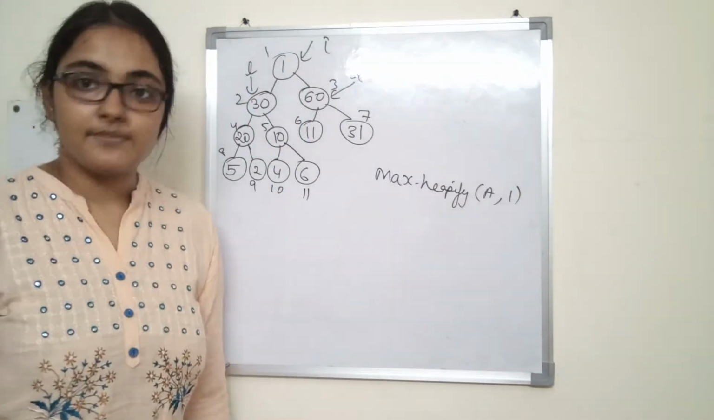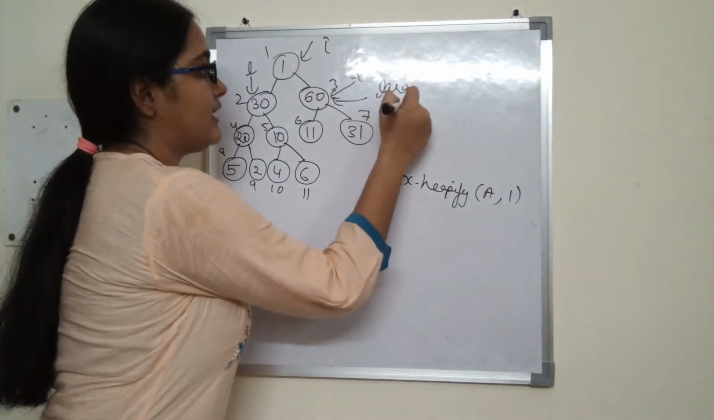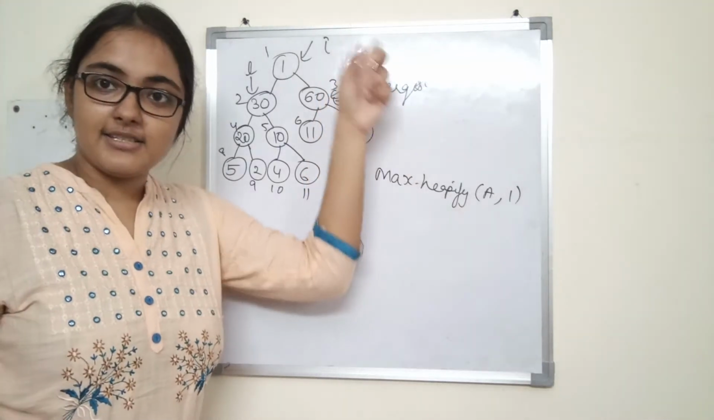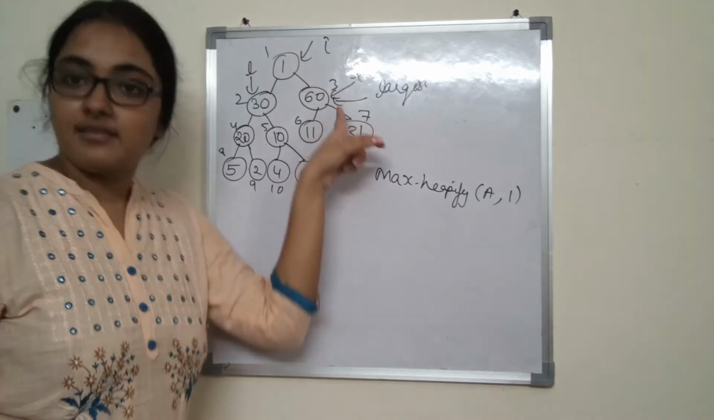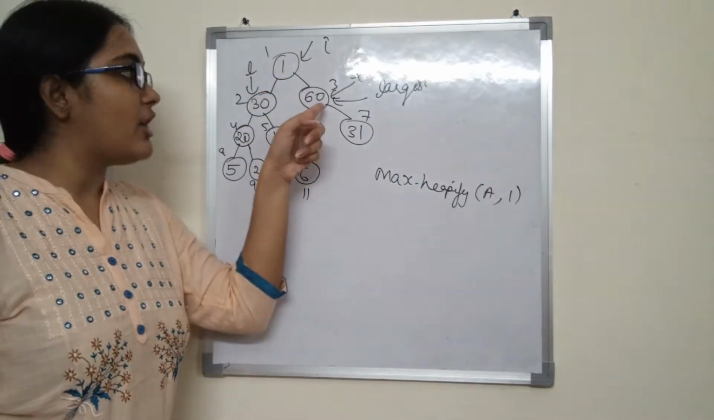Which one is the largest? 60 is the largest, so largest will point here. And now it will check if largest is equal to I. Is largest equal to I? No, it is not equal. I is 1 and largest is 3. So what will it do? It will exchange these two values and call max heapify on largest.